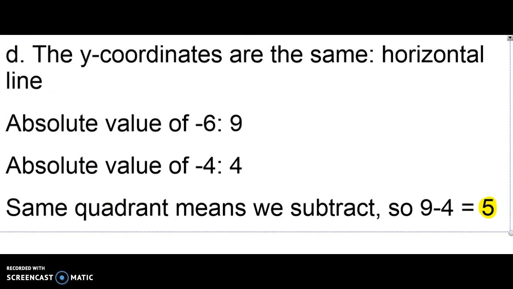D, the y-coordinates are the same, which means I have a horizontal line. The absolute value of -6. I think I typed that in wrong, actually. Excuse me. The absolute value of -9, because I'm looking at those x-coordinates, is 9. The absolute value of -4 is 4. Because they're in the same quadrant, they're both negative, we subtract. 9 minus 4 gives me 5.